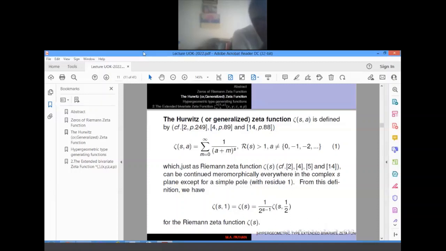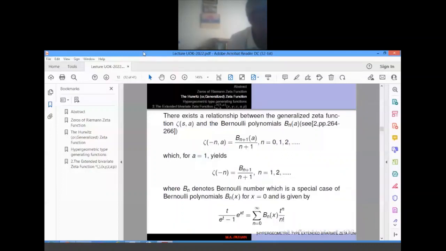So here, whatever zeta function you take, whatever value you use for a, the important value is always a equal to 1. And for this purpose, this Hurwitz zeta function has a wide number of applications. This is connected to many other special functions, and the most important connection of this Hurwitz zeta function is in the form of the Bernoulli polynomial.